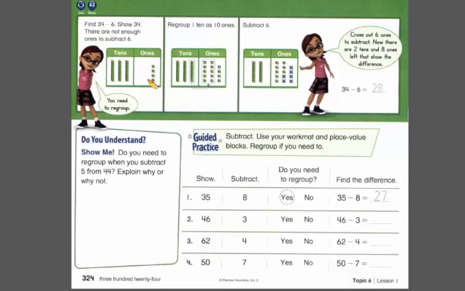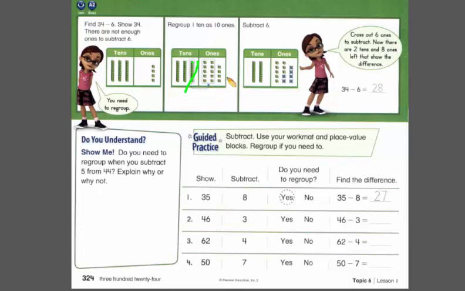So what will you do? I will do regrouping. So I will regroup 1 ten as 10 ones. Exchange 1 ten here, this ten, cross it, for 10 ones. So how many ones are there after you regroup 1 ten as 10 ones? I have now 14 ones. So can you subtract 6 from 14 ones now?